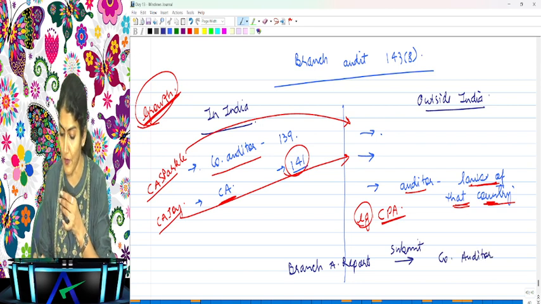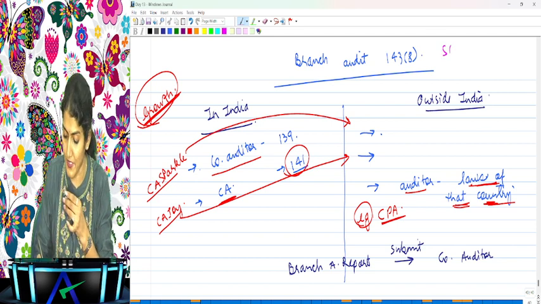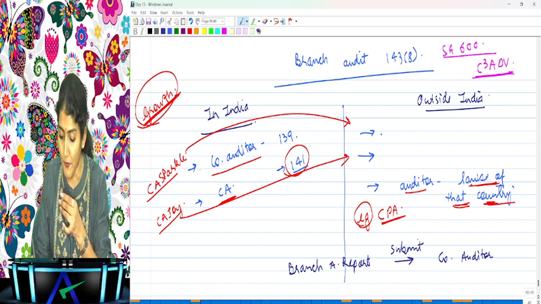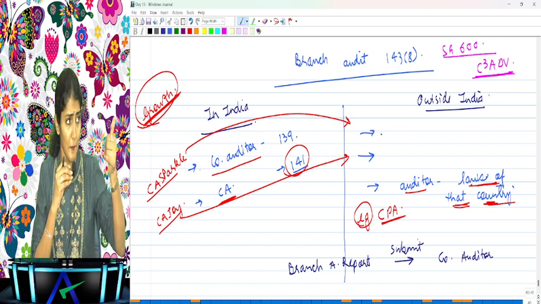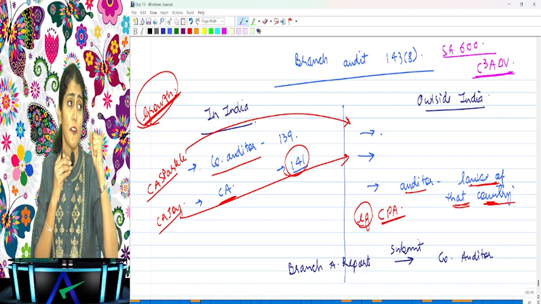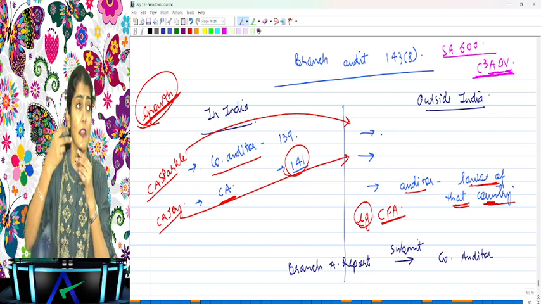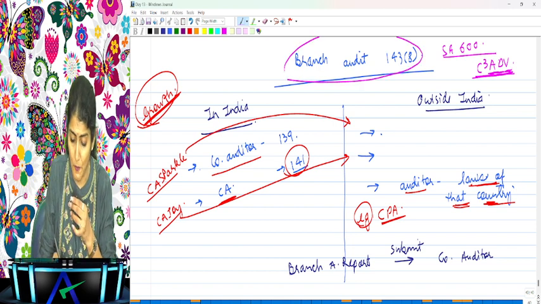And we had also discussed SA 600, using the work of another auditor, who was nobody but the branch auditor. And what evaluation had we discussed? C cube ADV. What is C cube ADV? Consider the competence, coordinate with the other auditor, also consider the significant findings of the other auditor, advise the other auditor, discuss with the other auditor, and also visit the other auditor if need be. So this is duty as to branch audit.